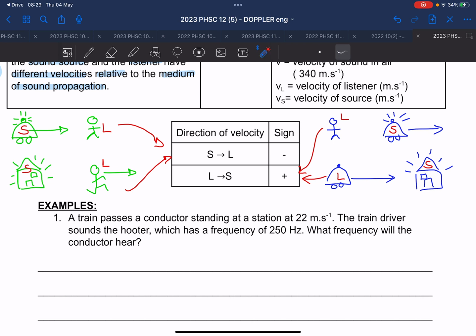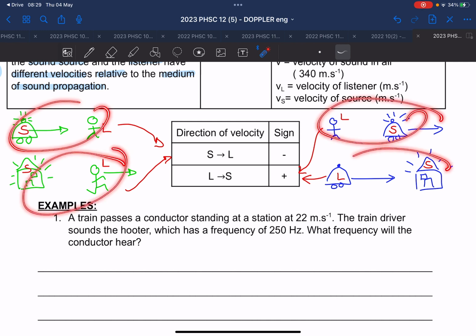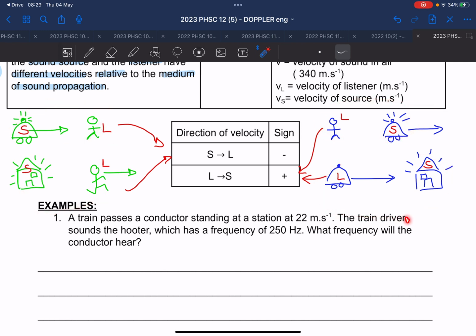Alright, so you see that we can have 4 scenarios. And just like in the previous chapters, what must you do to assist yourself? Draw a diagram so that you can see, is the thing coming towards or is it going away? What's happening? Alright, let's see how we're going to use this.